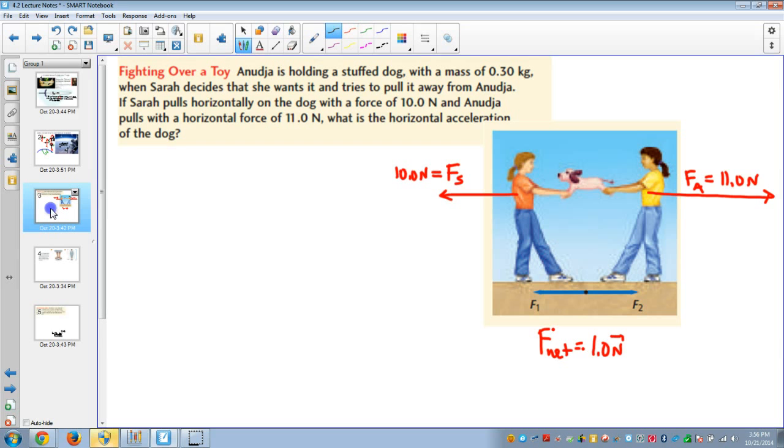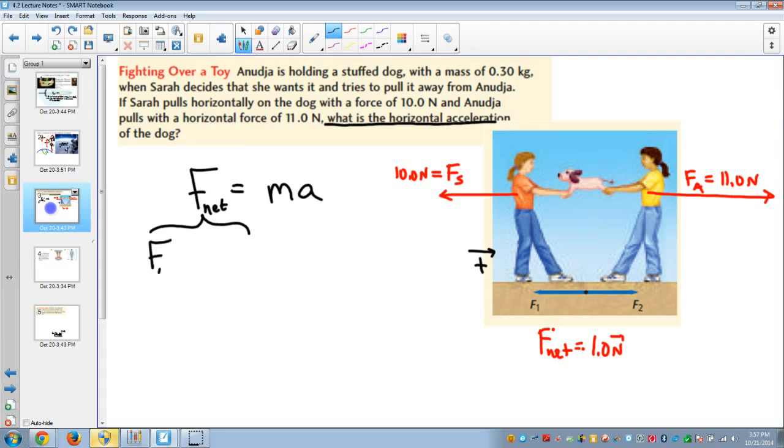So if I wanted to figure out the horizontal acceleration, I'm going to use Newton's second law. And again, I like to use the net force in here. First of all, maybe I want to say that positive is this direction. So that means I have the force of Anuja minus the force of Sarah, because Sarah is pulling in the negative direction and Anuja is in the positive. That's why this is positive and that's why this is negative, equals the mass times the acceleration. I know that Anuja is 11, and I know that Sarah is 10. I know that the mass is 0.30, and I can figure out the acceleration.